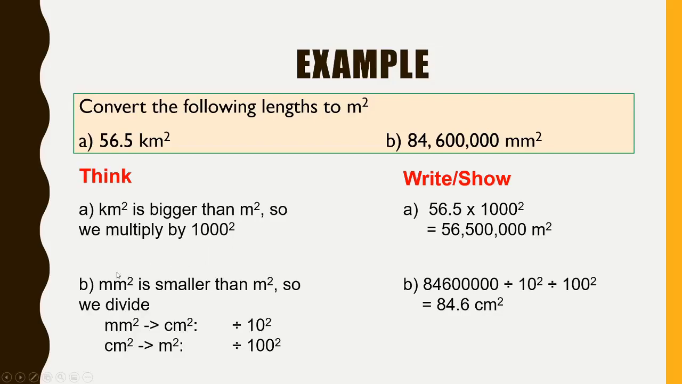For our second example, we're going from millimeters squared to meters squared. So we're going to divide because millimeters squared is smaller than meters squared. So from millimeters squared to centimeters squared, we're dividing by 10 squared. And from centimeters squared to meters squared, we're dividing by 100 squared. So here we've got our number, 84,600,000. Divide by 10 squared, divide by 100 squared equals 84.6 centimeters squared, or squared centimeters. And again, we've got the little 2 there, the squared symbol to show us it's squared.